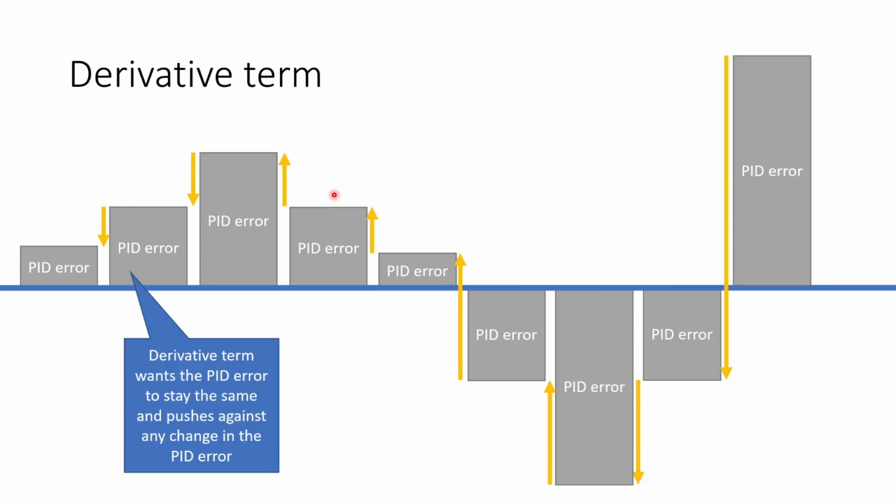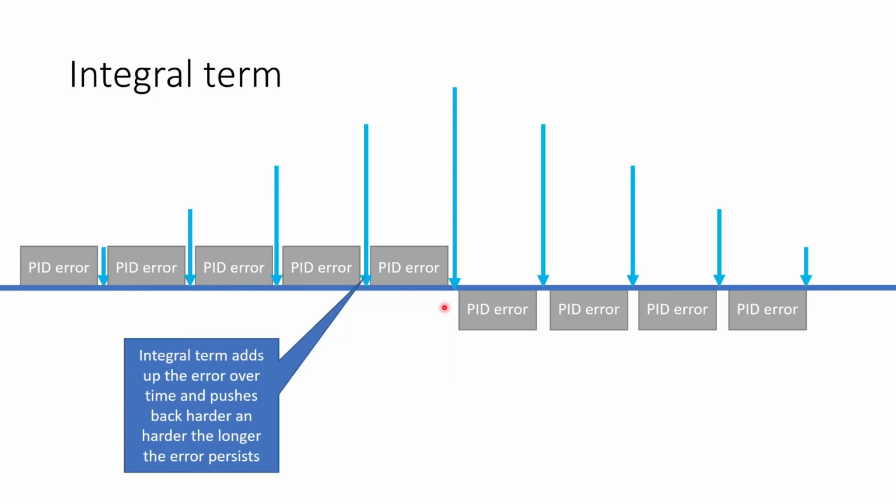So this is quite a strange behavior because you can see that things appear to be getting better here. The PID error is decreasing, but the derivative term just is pushing back. It wants the PID error to stay the same and not decrease. So that's how the derivative term works.